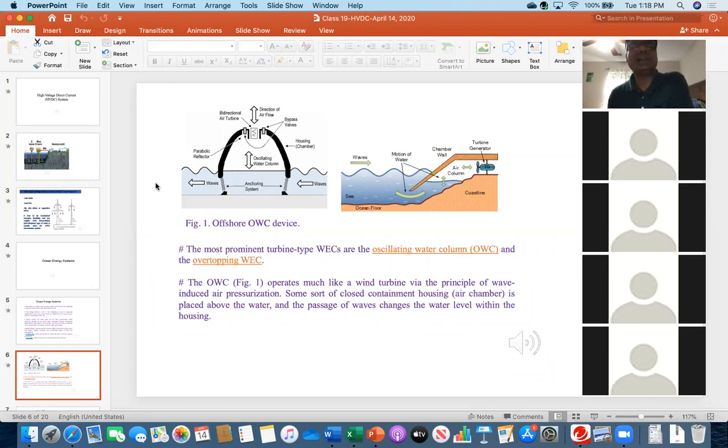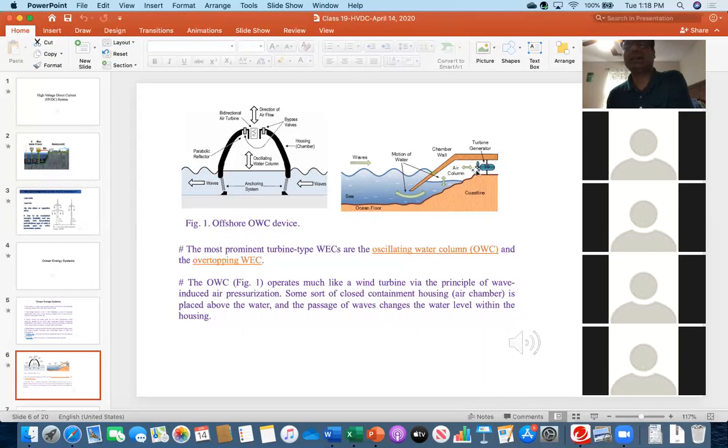Once there are waves coming from this direction or this direction, water enters inside the chamber. For example, initially this was the level of the water, and there is just air pressure or air inside. Once there is a wave and the water level goes up, then the piston or the shaft of the generator head goes up. So it goes up and down, a kind of linear motion, and then the power is produced.